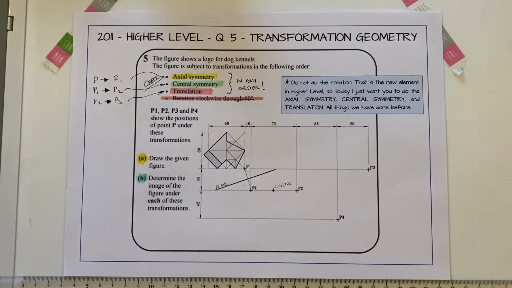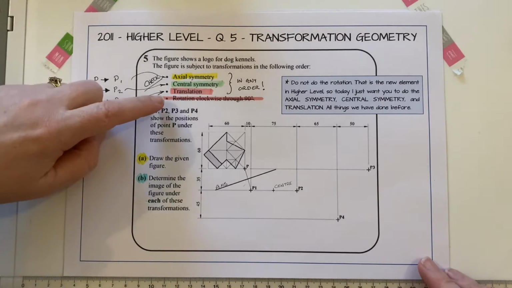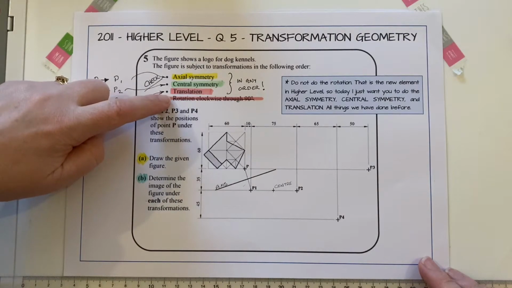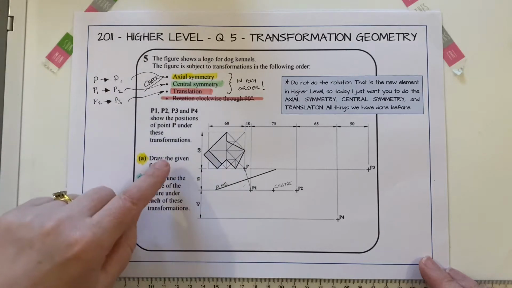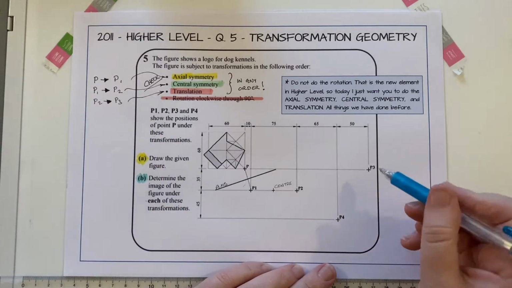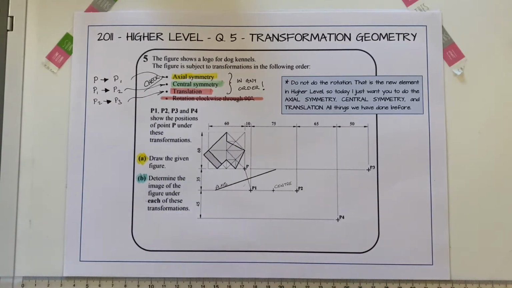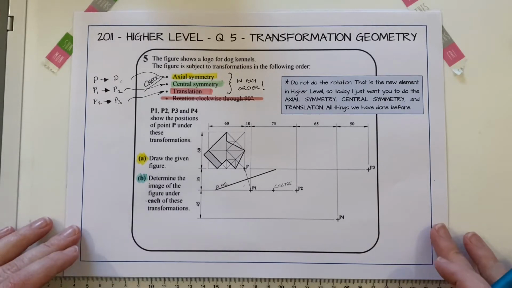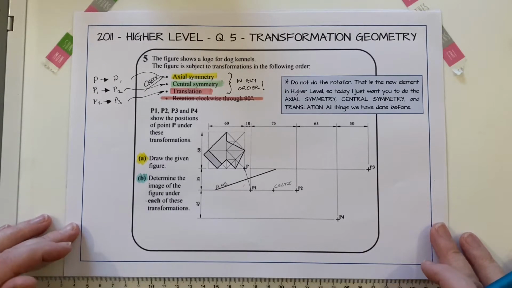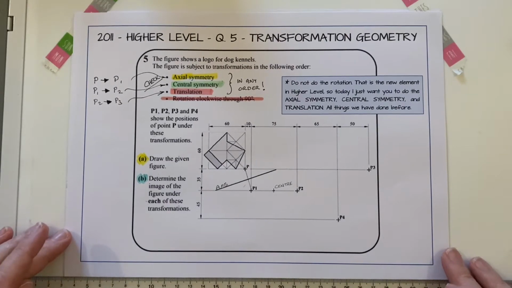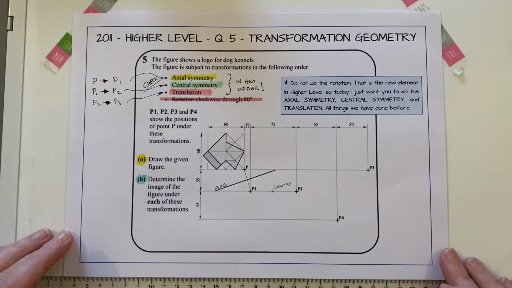Now, just to get on top of that, what is it that we require? It wants us to do a rotation clockwise through 90 degrees. And the rotation is between points P3 and P4. Now, we haven't done a rotation like this before. This is the new element today, and it can be a bit tricky, but we'll work through it and we'll figure it out.